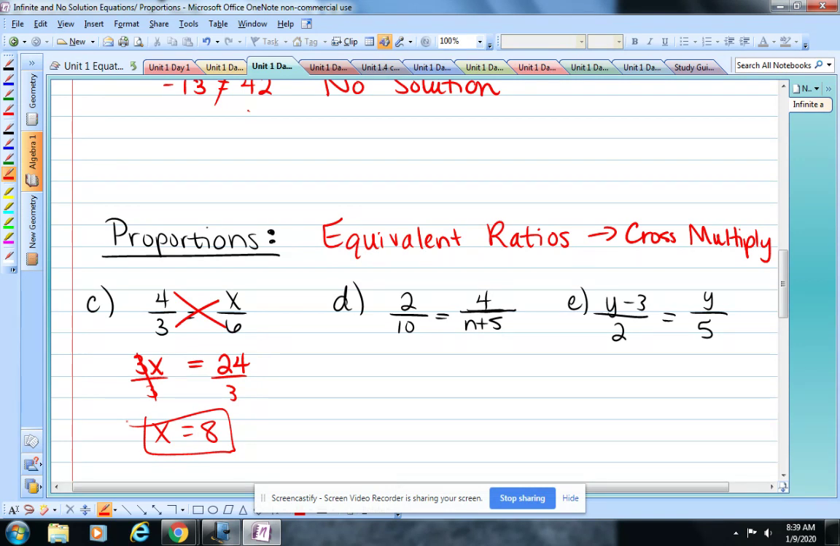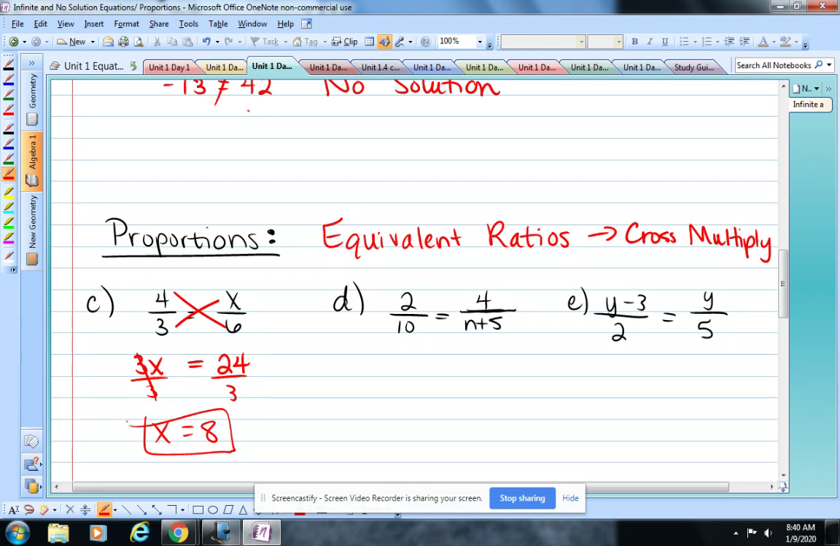But the reason we want to do the cross-multiply process is because what if we have a proportion like this? When the variables are in a spot that's not just the variable in there, it has something else with it. So we need to know the process. Okay? Got it? Okay. So let's do that. So on D, write D down if you haven't already. 2/10 equals 4/n plus 5.